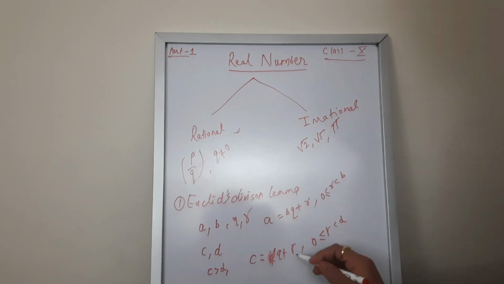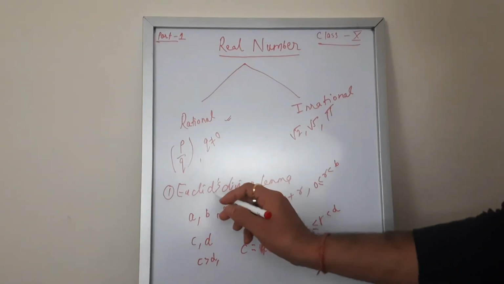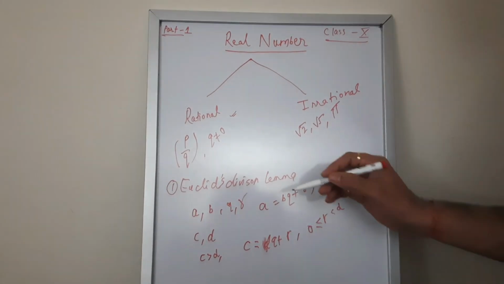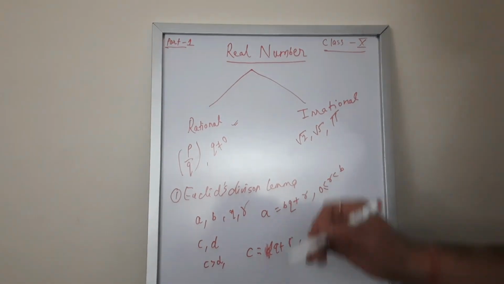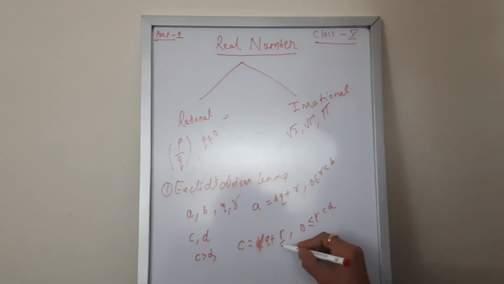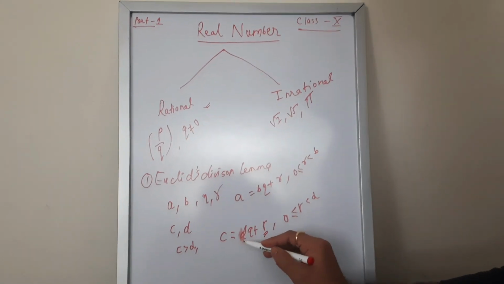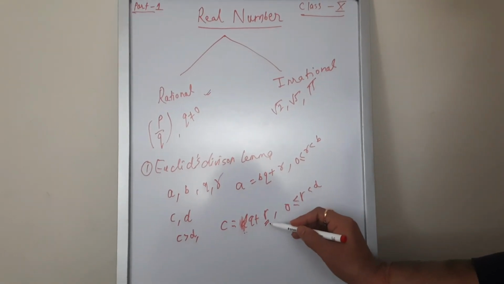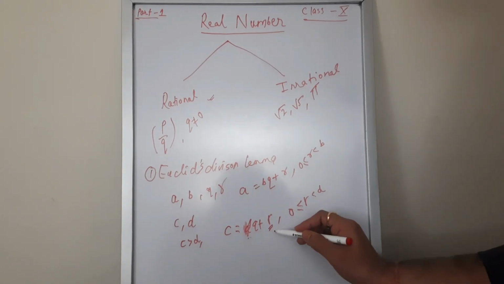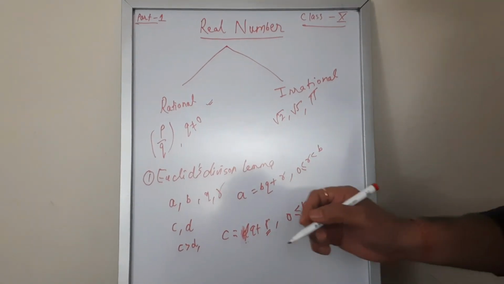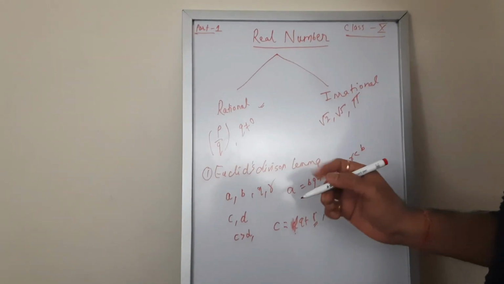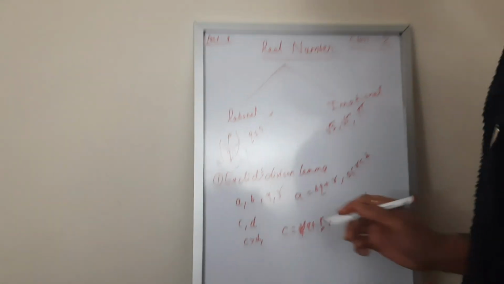So we will use Euclid's algorithm. It means we will define it into several steps, and the step where we get the remainder 0, the value of D for which R is 0 is known as the HCF of the two numbers. For example, let me take two numbers.